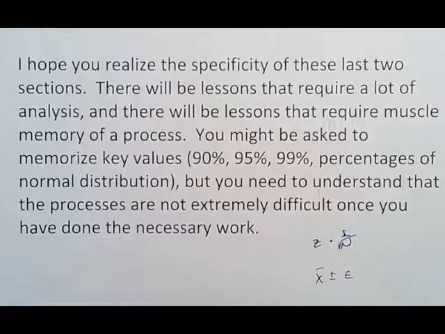You might be asked to memorize a few key values, 90%, 95%, 99%, whatever the z would be. If you were asked to do the percentages on normal distribution, for example, if they want to know where the middle, I think it's 68%, whatever it might be. But the processes aren't extremely difficult once you've done that necessary work.